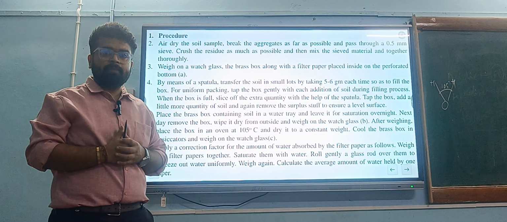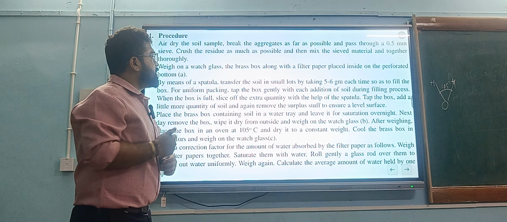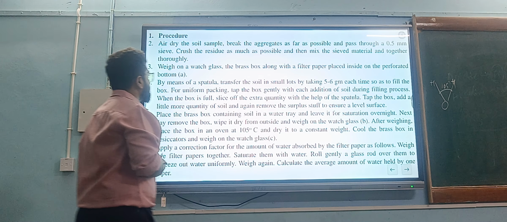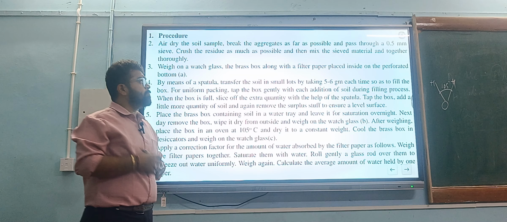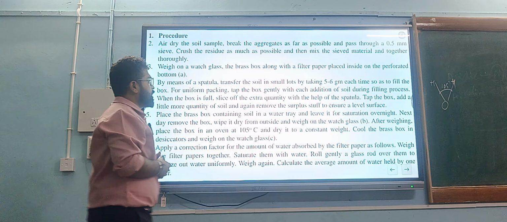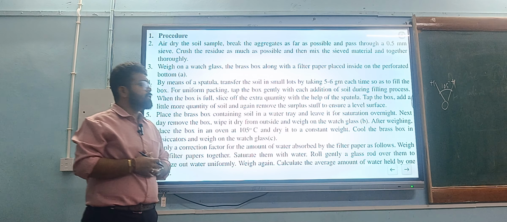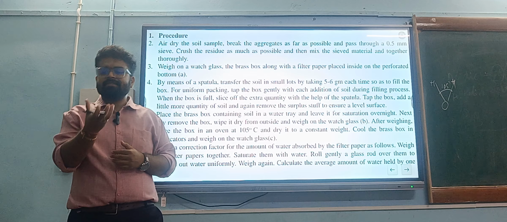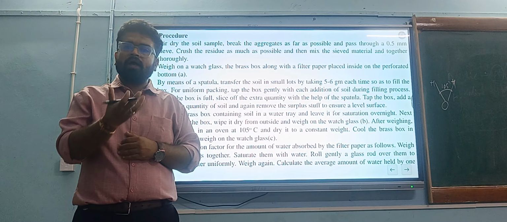The procedure for determining the maximum water holding capacity of the soil is, first, take the air dry soil sample, break the aggregates as far as possible and pass it through the 0.5 mm sieve. Then crush the residue as much as possible, mix the sieved material together, then weigh a watch glass and the brass box along with the filter paper placed inside the perforated bottom. This is the Keen's cup, the Keen-Raczkowski cup.